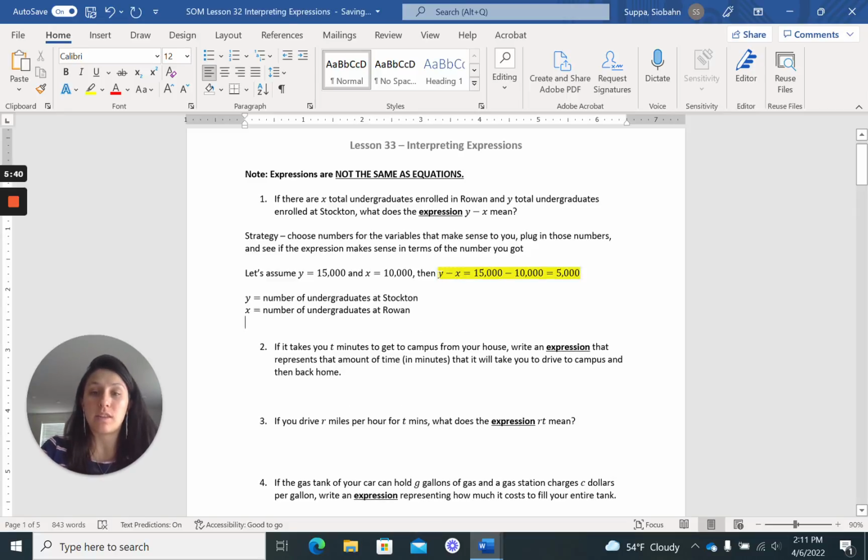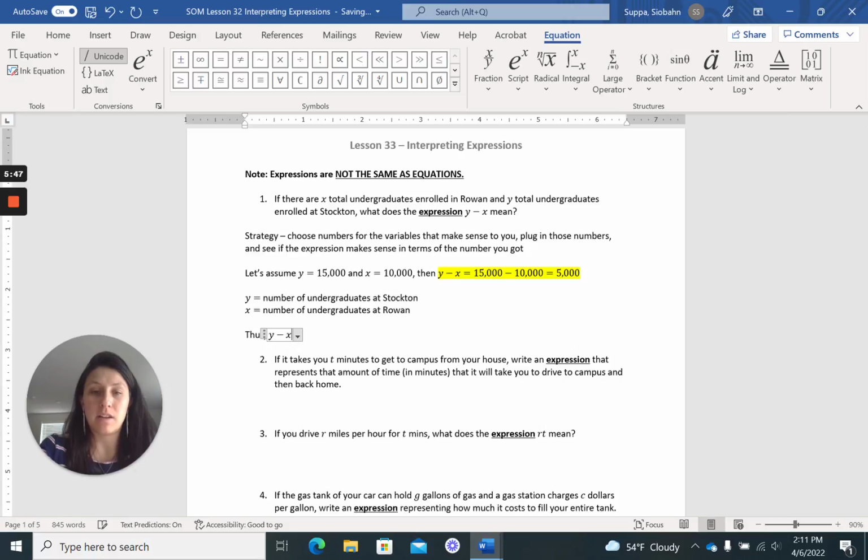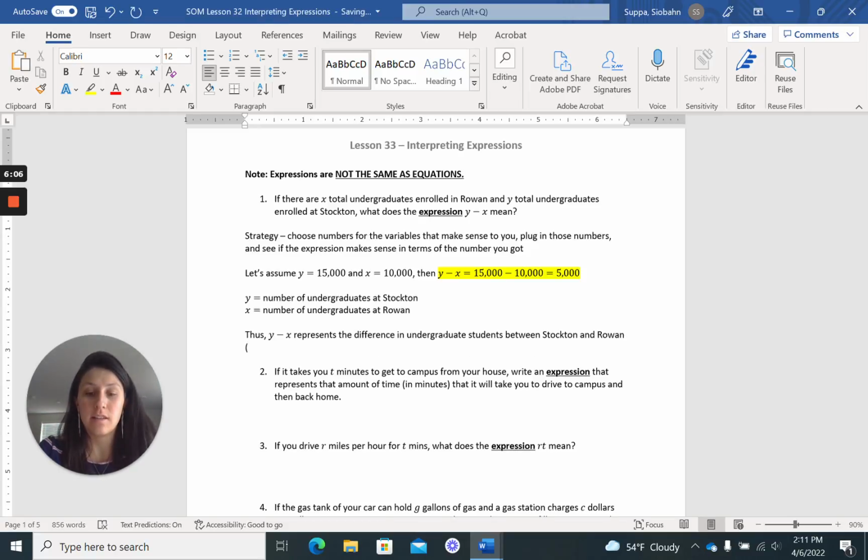But now I can interpret what this expression, the Y minus X, what does that mean? So we can put something like, thus, Y minus X represents the difference in undergraduate students between Stockton and Rowan. That's one way to say it. You might also say there are more students at Stockton according to this expression.